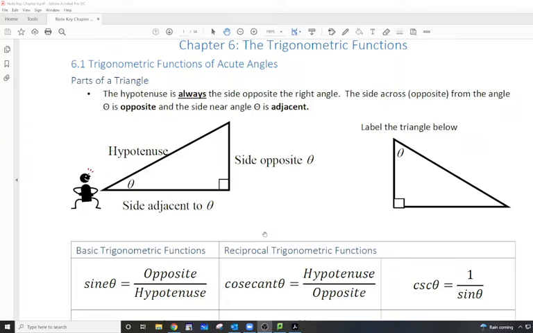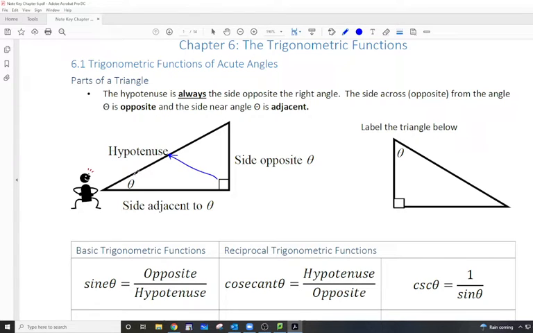To do this, you have to understand the parts of a triangle in terms of trigonometry. When we talk about the parts of a triangle, we talk about the opposite, the adjacent, and the hypotenuse. The easiest side to identify is always the hypotenuse because it is across from the 90-degree angle. It's your hippo, right? It's your longest side. Then opposite and adjacent are very specific to the triangle and the angle that you're looking at in that triangle.